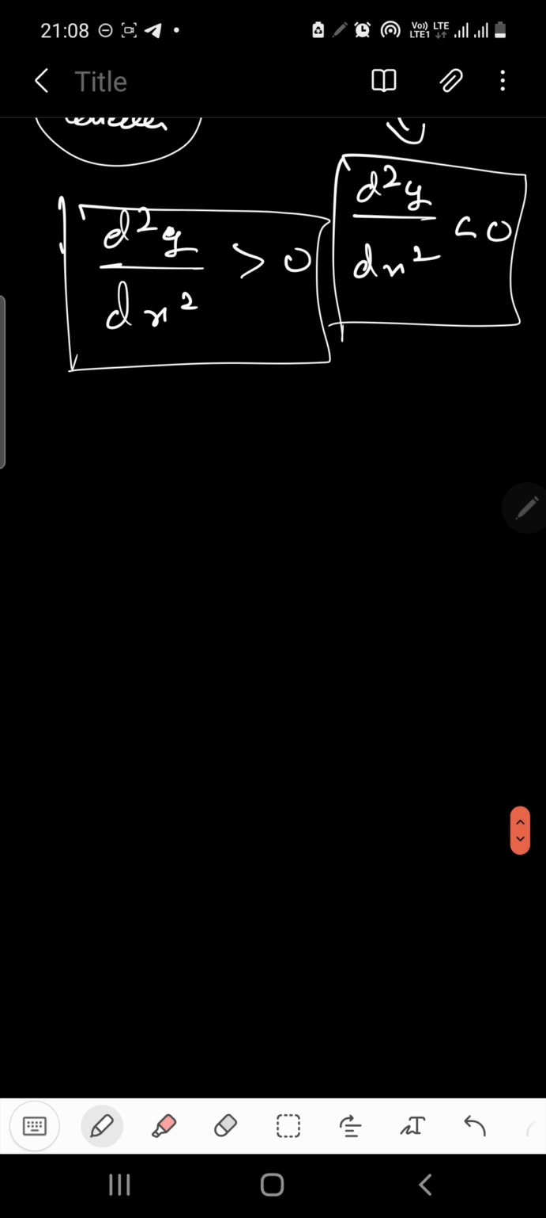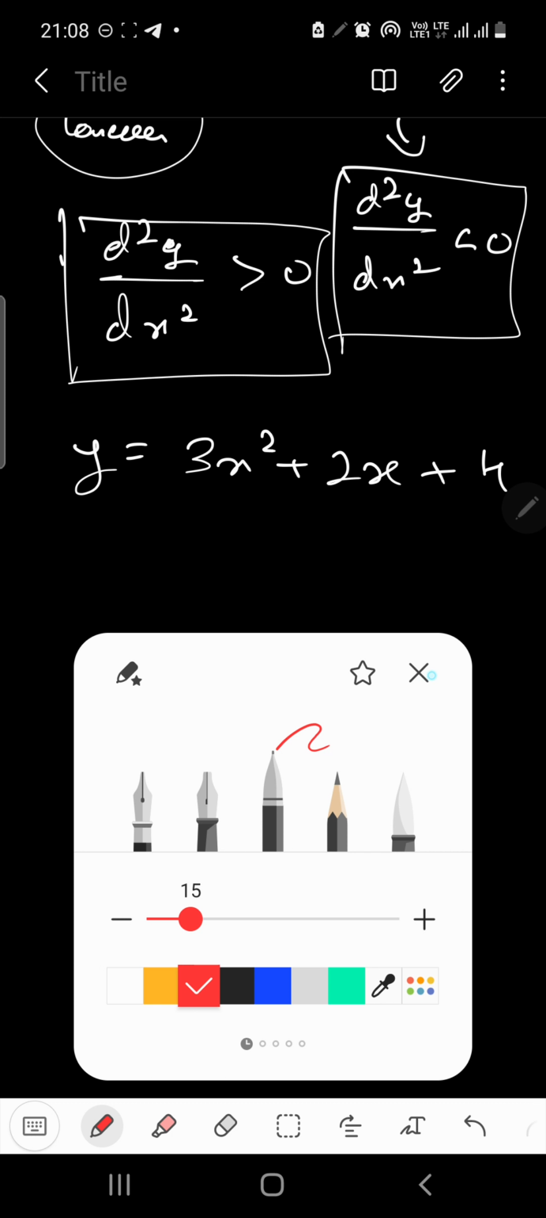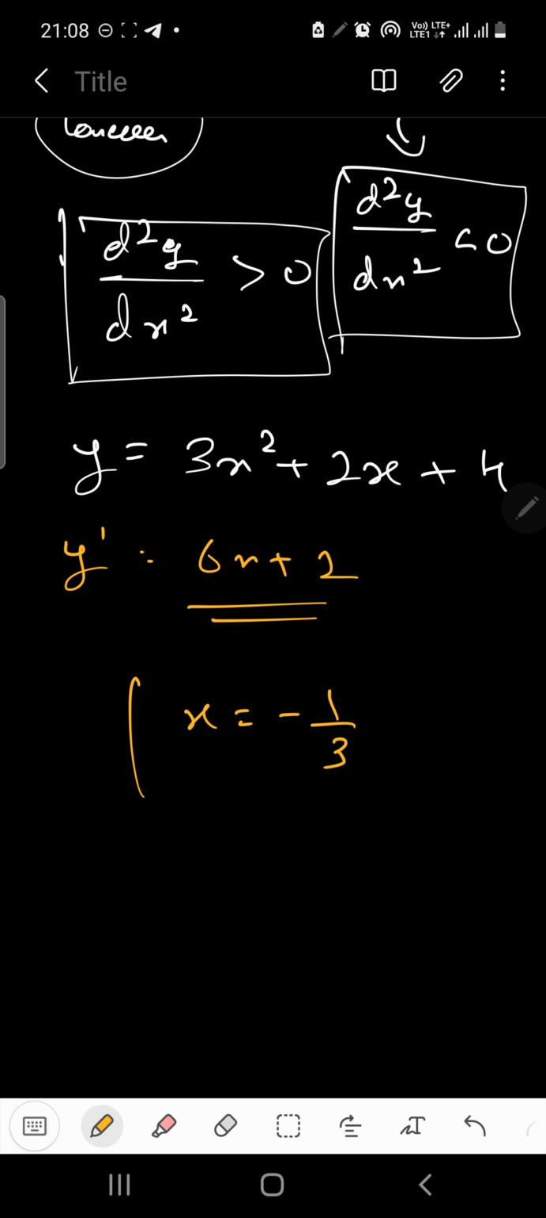So maxima and minima is very important to understand the graphical representation of a curve. Got it? For example, suppose we have a curve y equals 3x square plus 2x plus 4. What will be the first derivative of it? Its first derivative will be 6x plus 2. Now we need to equate this to 0 to find an extreme point. We are not concerned at this point about whether it will give us a maximum point or a minimum point. So if we equate this to 0, x becomes minus 1 over 3.